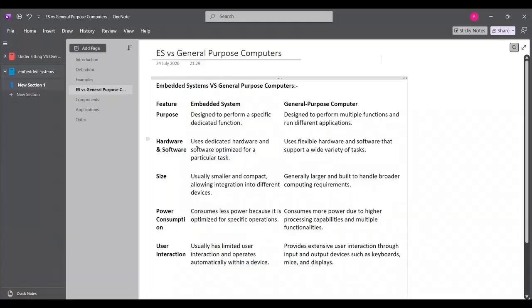Embedded systems use dedicated hardware and software that are optimized for a particular task, whereas general-purpose computers use flexible hardware and software that can support various tasks. Embedded systems are usually smaller and compact in size so they can be integrated into different devices, whereas general-purpose computers are larger and contain components designed for broader computing requirements. Embedded systems consume less power because they are optimized for specific operations, whereas general-purpose computers consume more power due to their high processing capabilities and multiple functionalities. Embedded systems usually have limited user interaction because they operate automatically within a device, whereas general-purpose computers provide extensive user interaction through various input and output devices.